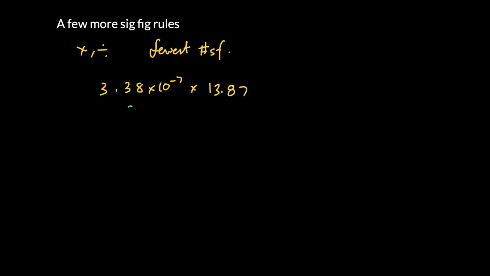And just to finish off, we should go over a couple more sig fig rules. One, when we multiply or divide, at the end of the day, we go by the fewest number of significant digits. Case in point, if we had something like 3.38 times 10 to the minus 7, and we multiplied it by another measurement, 13.87, we can see that these have 3 and 4 significant figures respectively. So at the end of the day, we're only allowed to write 3. And if we calculate this, we get 4.688, so that rounds to 4.69 times 10 to the minus 6 as our final answer.